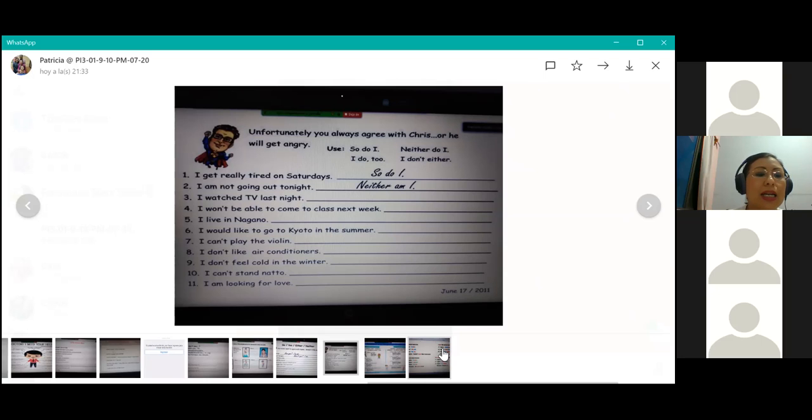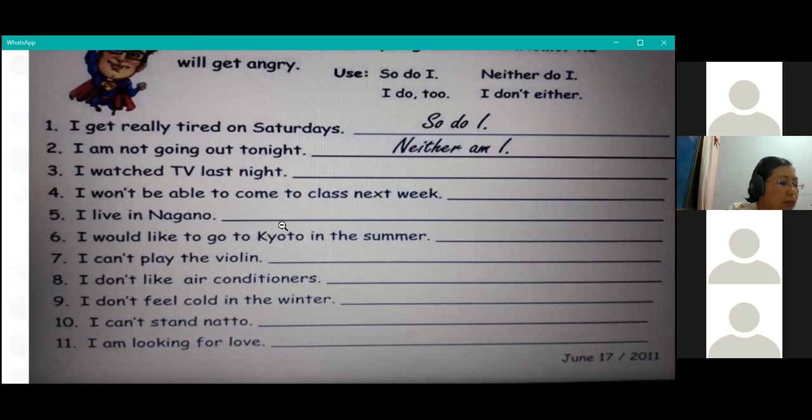Number 5, I live in Nagano. Sí, Nagano, okay. I live in Nagano. Entonces ahí es so do I, ¿verdad? Y queda do porque el verbo está en presente. Live, okay. ¿Verdad? Entonces so do I o I do too.